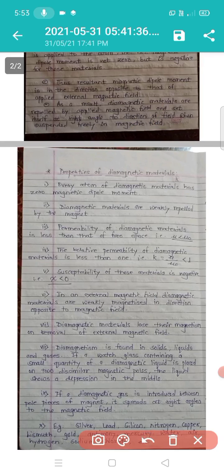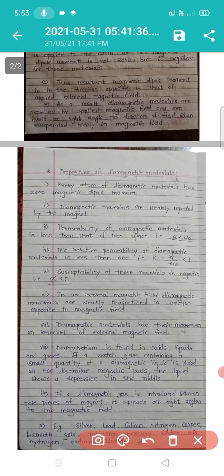In an external magnetic field, diamagnetic materials are weakly magnetized in a direction opposite to the magnetic field. Then the next property is that diamagnetic materials lose their magnetization on removal of the external magnetic field. Diamagnetism is found in solids, liquids and gases.